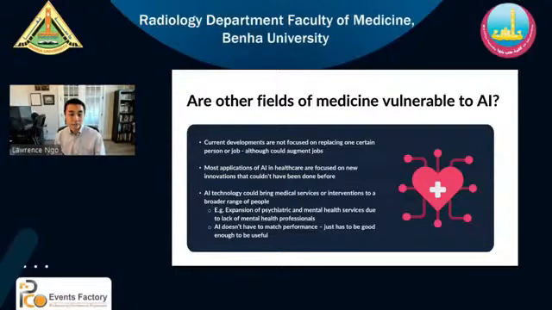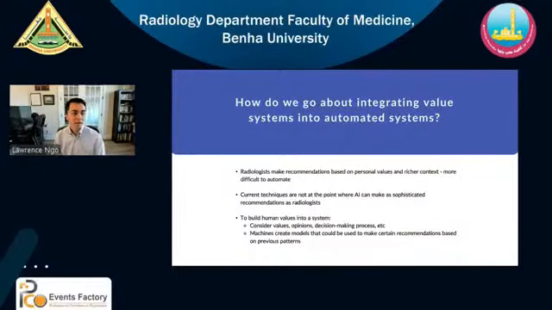And so I think that certainly radiology, but the rest of medicine too, is going to be impacted by AI significantly. I think there's a little mention of this in a previous talk as well. But when we have poorly defined problems, there's the problem of integrating our value systems into these algorithms.